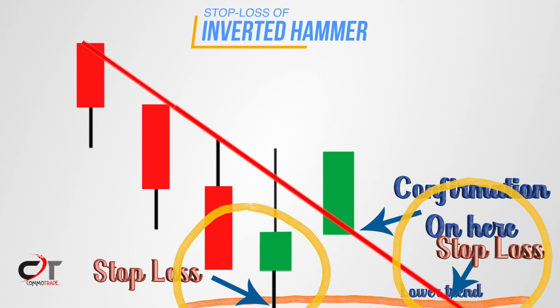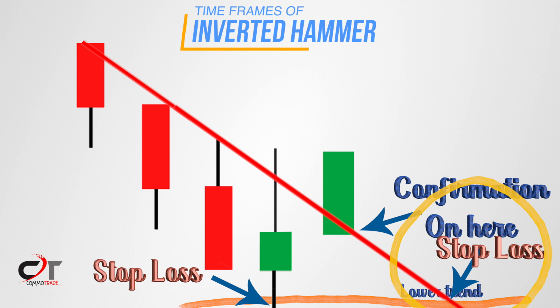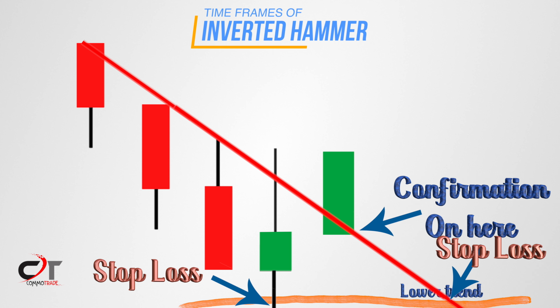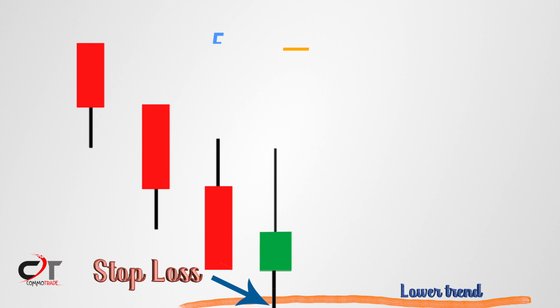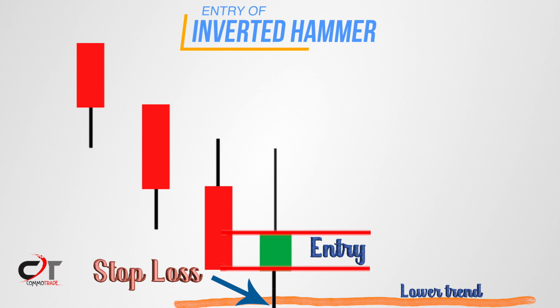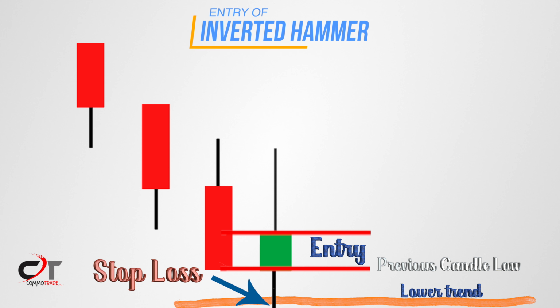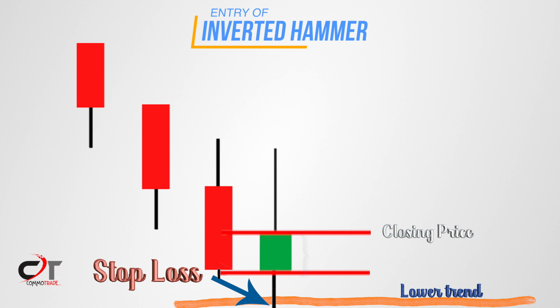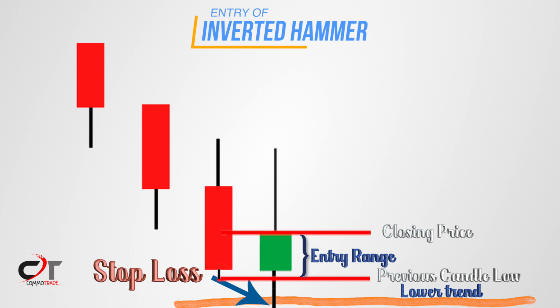This anchor line stop loss is very strong when compared to a stop loss below the low price of the inverted hammer. The inverted hammer candlestick pattern occurs on all time frames, including 1-minute charts, daily charts, and weekly charts. The entry is between the low price of the previous candle of the inverted hammer and the closing price of the inverted hammer candle. If a shadow was found in the previous candle, entry is between the low price of that shadow and the closing price of the inverted hammer candlestick.